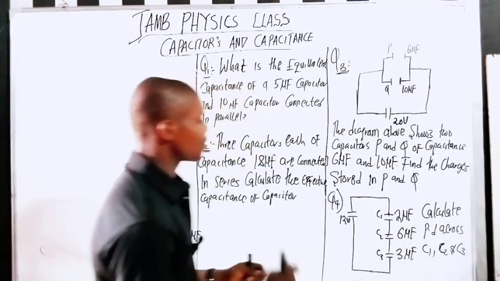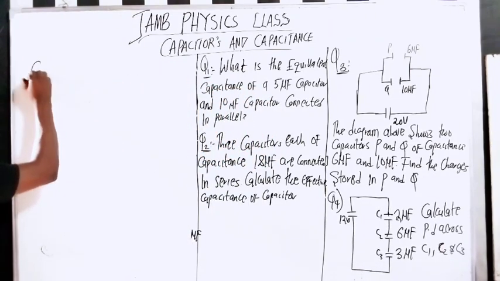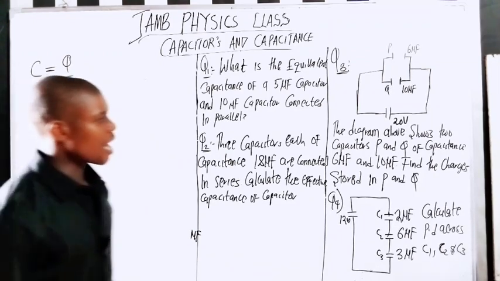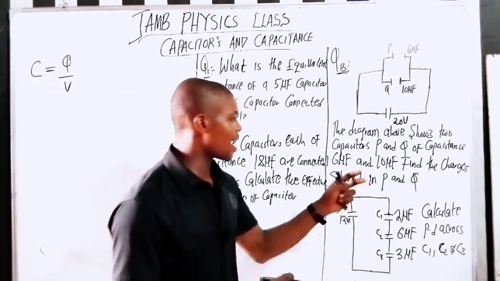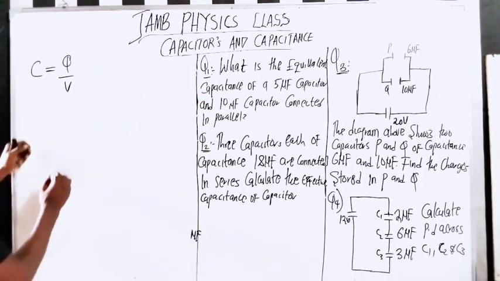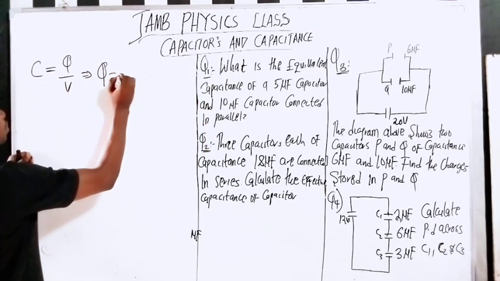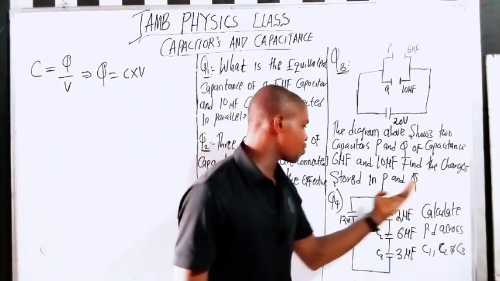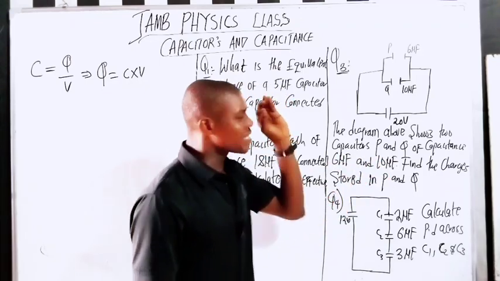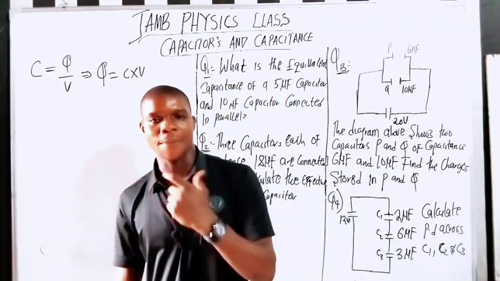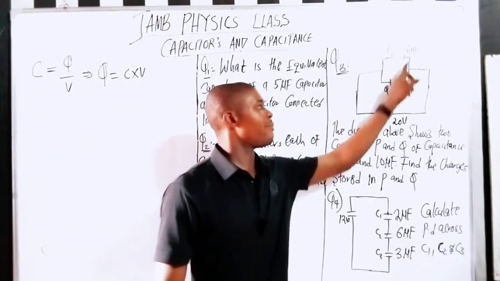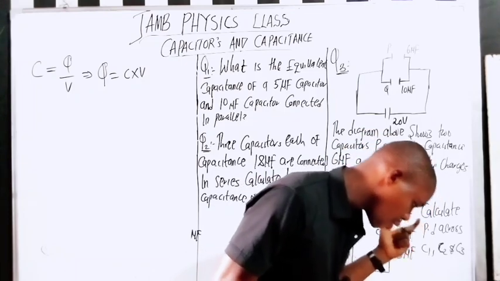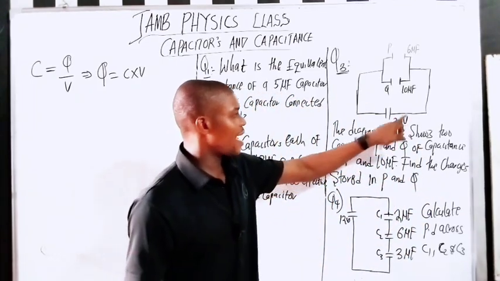If you look at the formula, remember capacitance C equals Q over V, right? What I ask you to look for is the charge. If you mention the charge, the formula is Q equals C times V, right? Now they're asking you to find the charge stored in P and Q. In a parallel connection of capacitors, they all have the same potential difference.